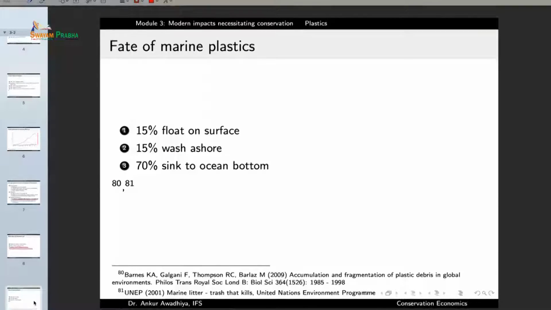So, what happens to these plastics once they reach the oceans and the seas? Well, 15% of these plastics float on the surface. 15% of the plastics wash to the shores, and as much as 70% of the plastics sink to the ocean bottom. So what we are observing here is that some fraction keeps on floating because it's light in weight. Some fraction is washed off to the beaches.